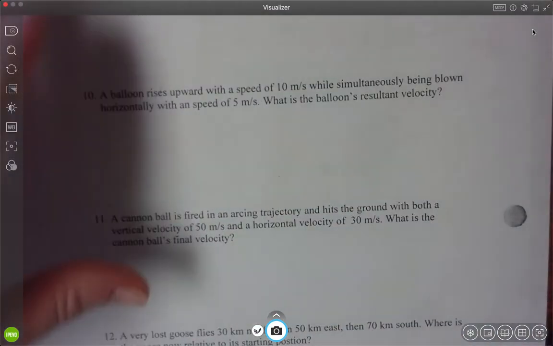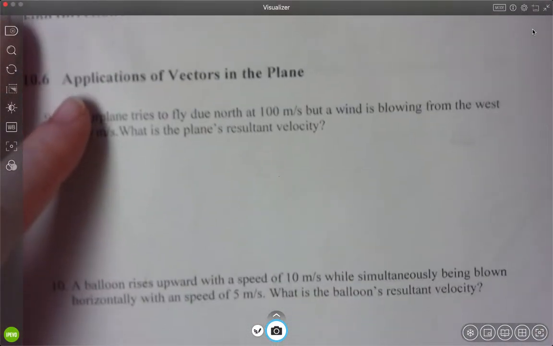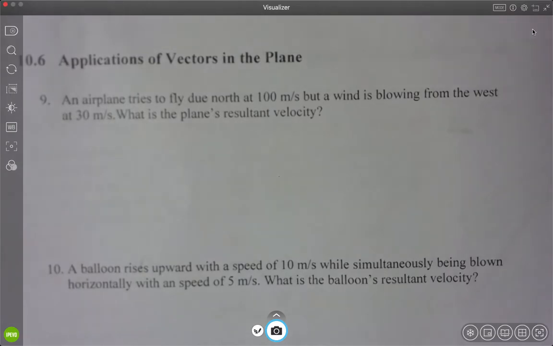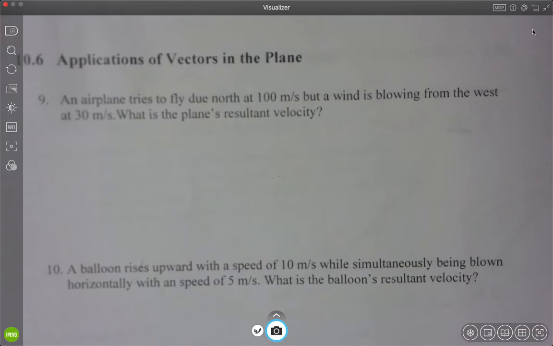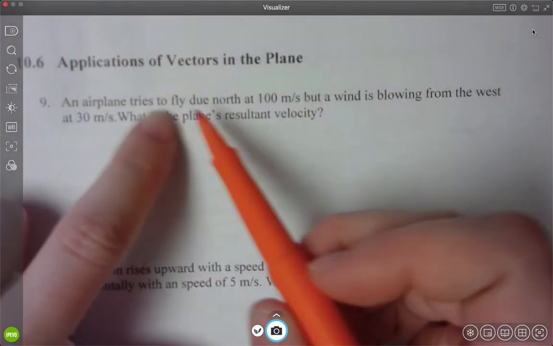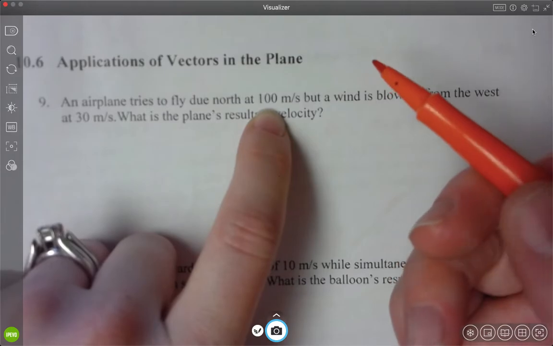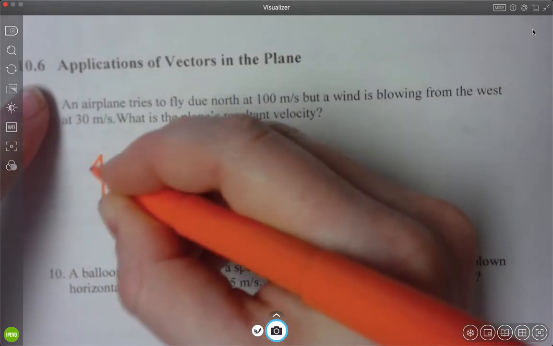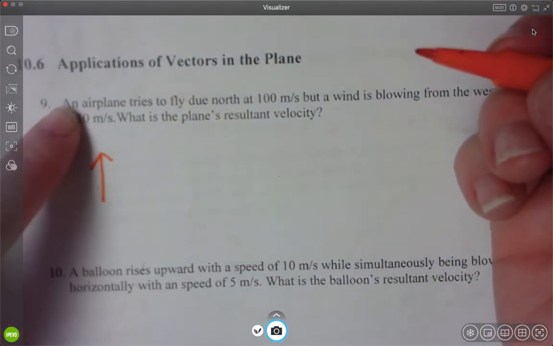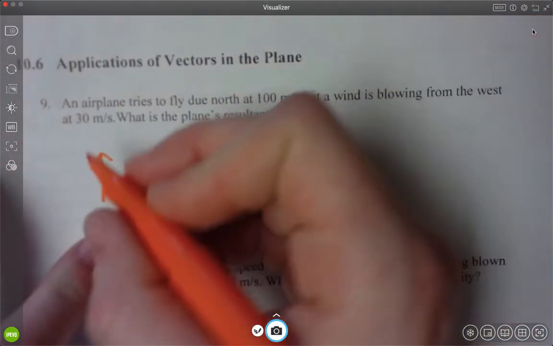Okay. This is kind of a typical problem that you will see when you're dealing with vectors, because we're talking about planes and wind. Okay. And they made this really easy for you, and I think a lot of the rest of these are the same way, because they're saying an airplane is trying to fly due north at 100 meters per second. So basically your plane is traveling at a 90-degree angle or straight up in the air, right, at 100 meters per second.